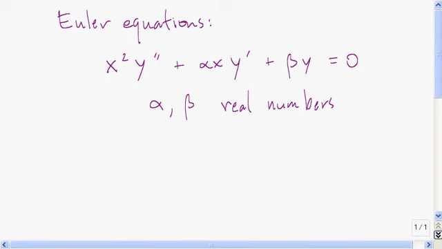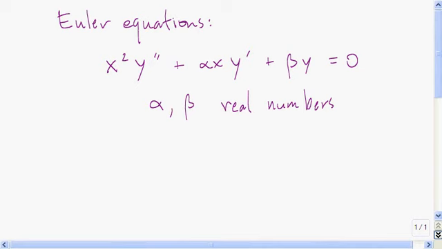All right, in this video, I'm going to talk about the solutions to Euler equations, which are also sometimes called Cauchy-Euler equations. So they are the differential equations that take the form x squared y double prime plus alpha x y prime plus beta y equals 0, where alpha and beta are real numbers.